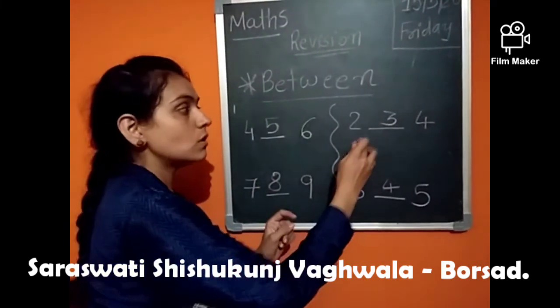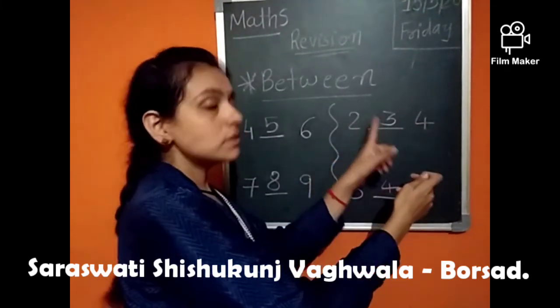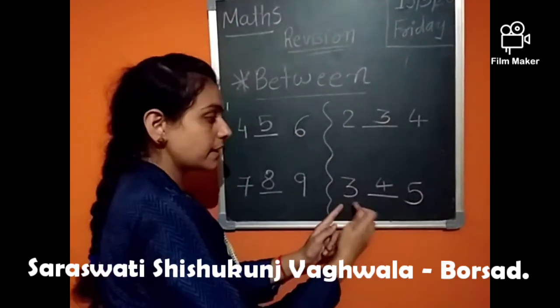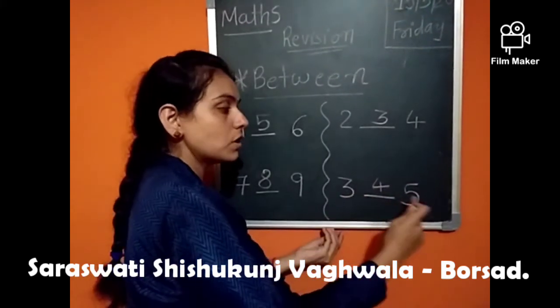Same way here. 2 and 4. Between what come? 3. Right? So 2, 3, 4. 3 and 5. Between what come? 4. So 3, 4, 5. Okay?